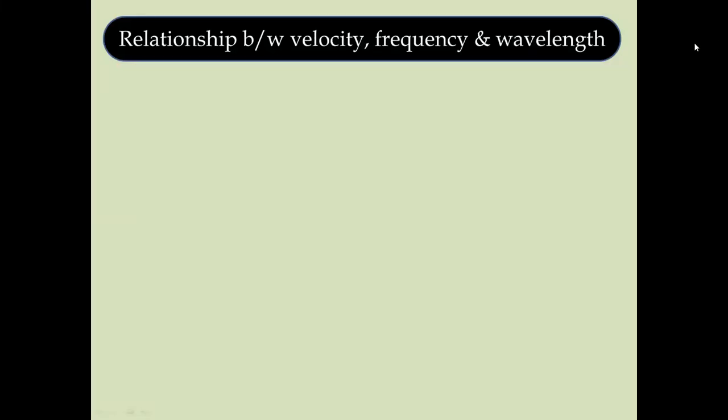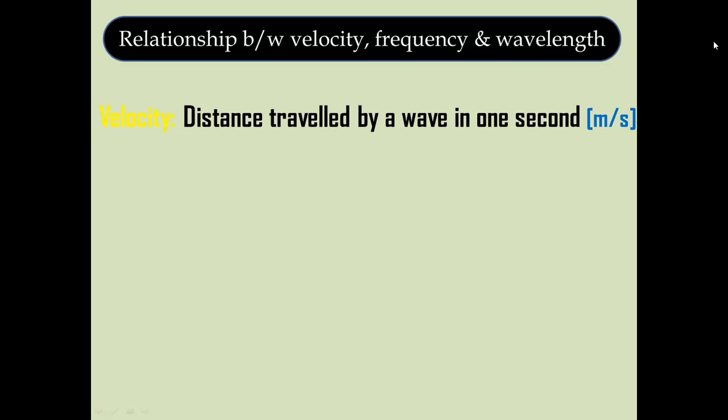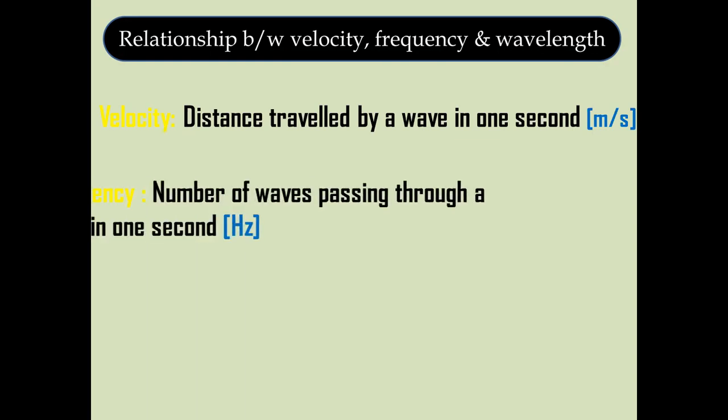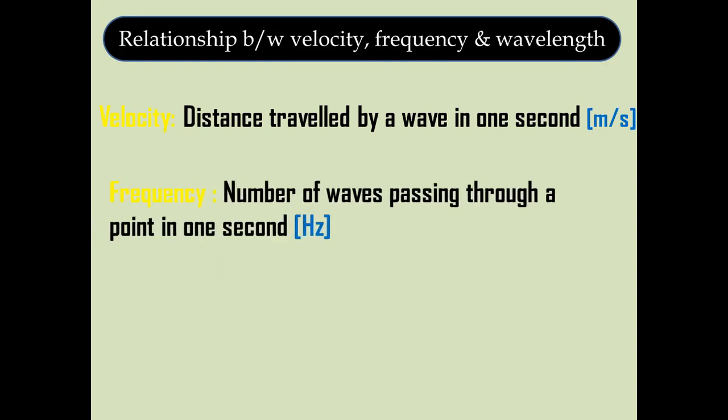Relationship between velocity, frequency, and wavelength. Velocity is defined as the distance traveled by the wave in 1 second. The unit of velocity is meter per second. And the frequency is the number of waves passing through a point in 1 second. And the unit of frequency is hertz.